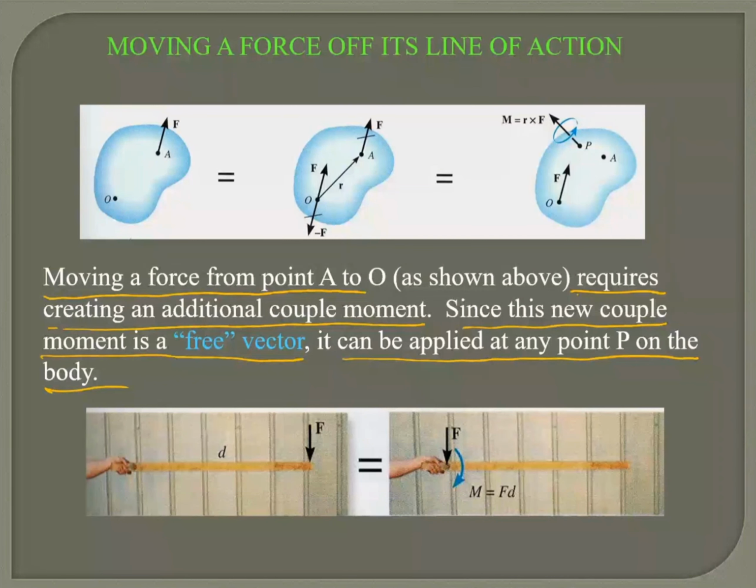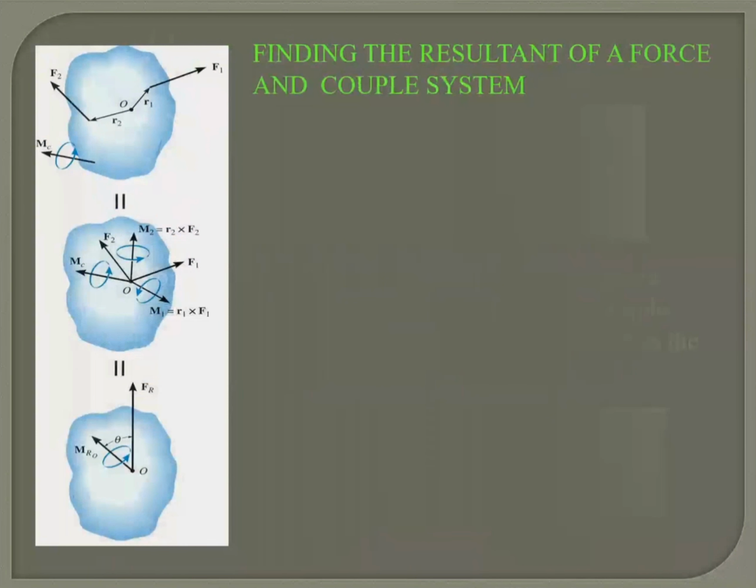Yes, sir. Okay. So let's look at this. Finding a resultant of a force and couple system. So we've got a scenario here. We've got two forces acting and we've got a moment here. That's the couple moment. This couple moment is a free vector. You can make it here, you can make it here. It's a free vector, okay? You can put it anywhere you want, but it has to be on the body.